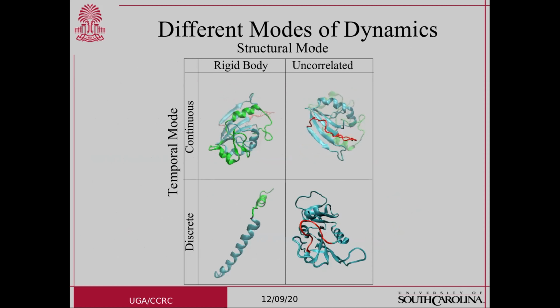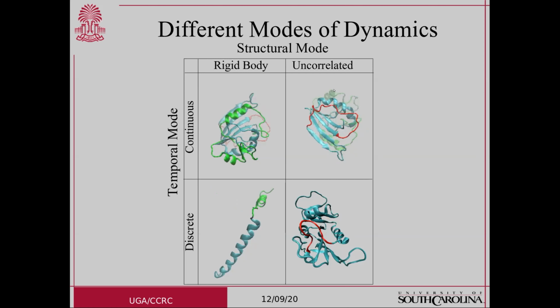In the structural mode of dynamics, we identify and study 2 particular modes, rigid body or uncorrelated. And I have some animations to highlight the differences. So in rigid body dynamics, you have domains of protein that undergo dynamics with respect to each other. However, the structural integrity of each domain remains fixed, meaning that I can talk about the structure of domain 1 and structure of domain 2, but the 2 domains undergo dynamics with respect to each other.